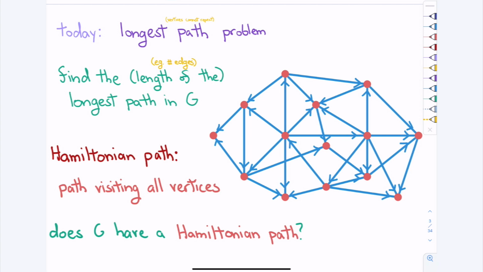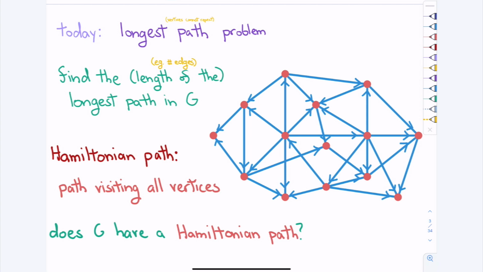Okay, so a simple question one might ask is, you're given some graph G, and what is the length of the longest path in the graph? Say in number of edges, that's also roughly the number of vertices, since it's a path, vertices can't repeat. A special case of this problem is finding a path that can visit all the vertices, so every vertex gets visited exactly once. That's called a Hamiltonian path.